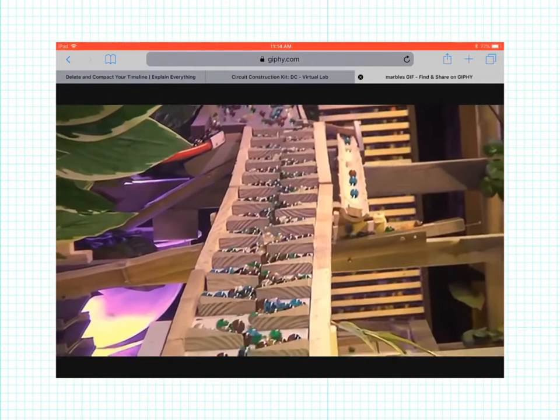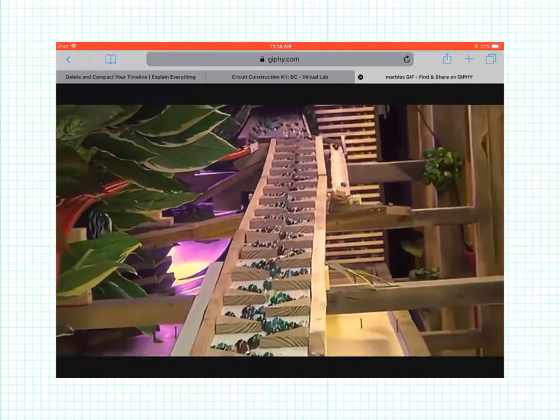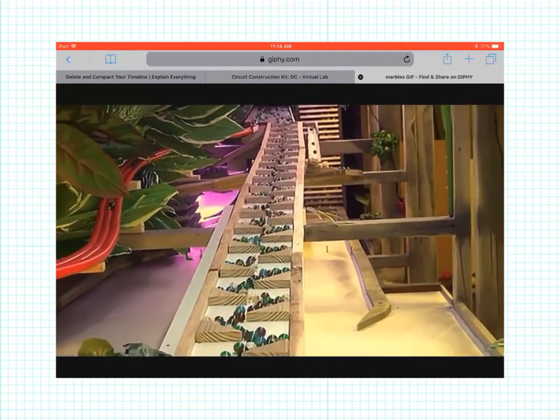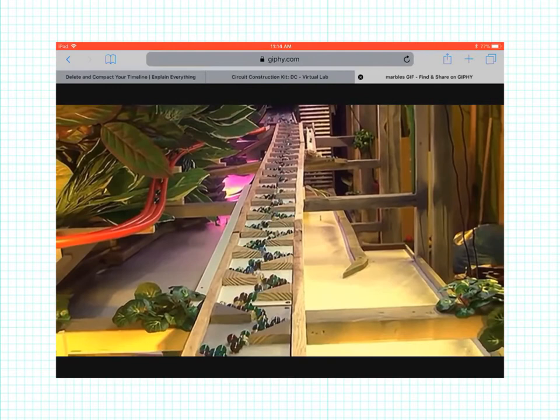A better analogy might be thinking about a marble track with a lot of marbles already in there. The battery is kind of like tilting the track up, and that tilt is what makes the marbles or the electrons roll in a certain direction.